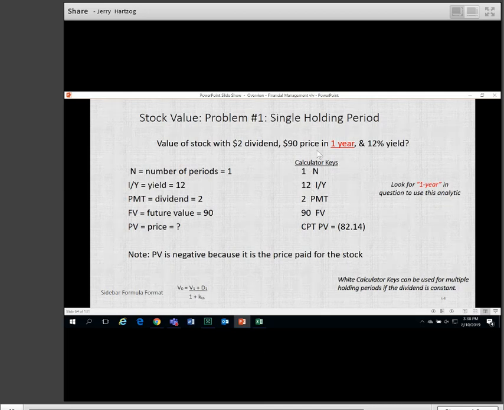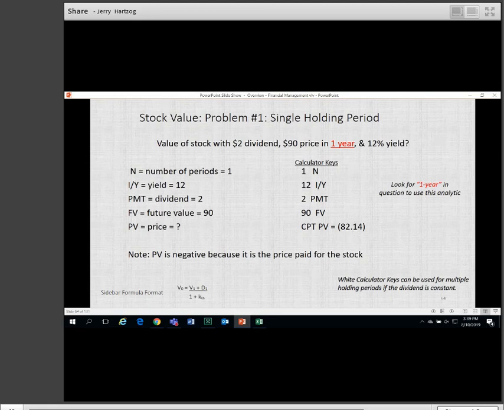So first of all, how do you identify a single holding period? You look for 1 year in the question. If you see 1 year, that's that single holding period. So how do we do this? We're going to use the 5 white keys. So N is the number of periods, 1 year. So 1 is N. You're given the yield, so 12 is IY. Dividend, that's the payment, so $2 is PMT. What about the future value? That's that $90 that you're going to sell it for in a year. And let's compute PV, and we find the price is $82.14.